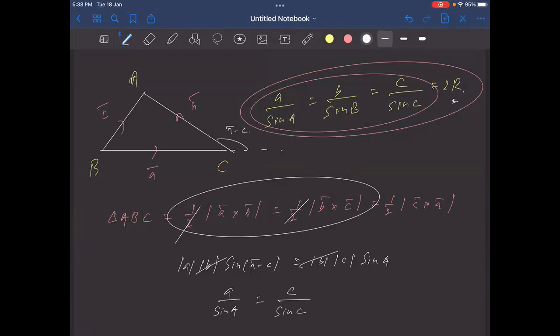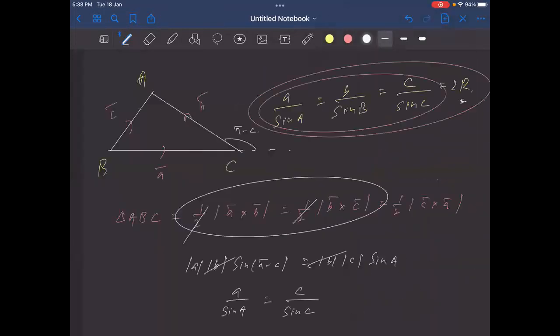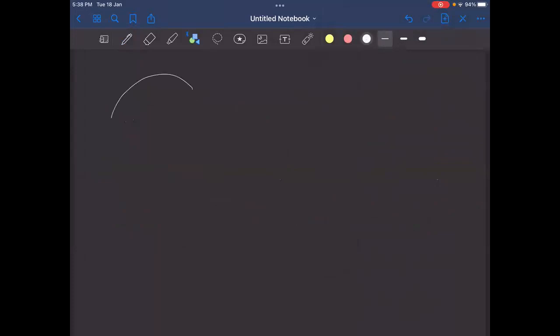ठीक है, चलो अब 2r वाला मैं देखता हूँ. Can we go to the next page? 2r के लिए we draw a circle like this, and then we draw a triangle. Then we take the circumcenter at O.